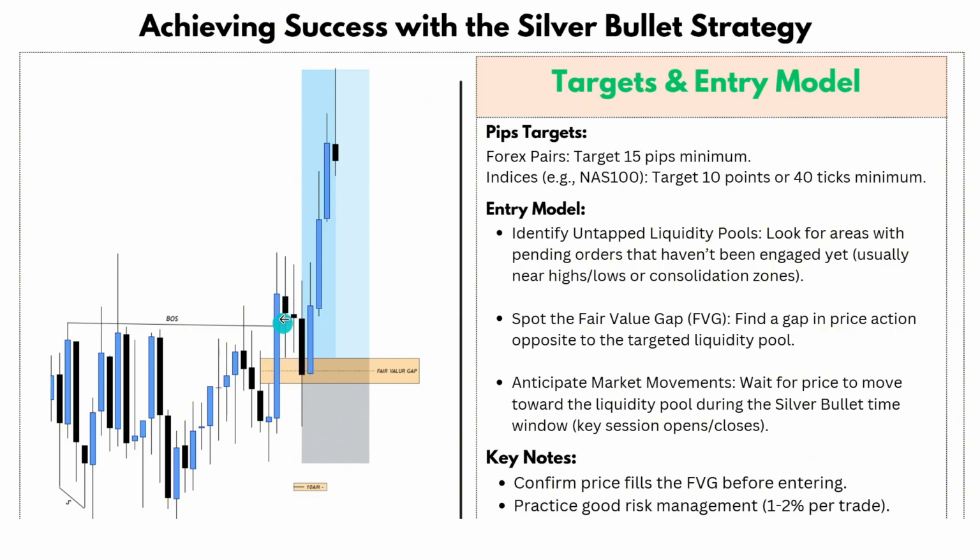And then we can see that price will pull back, mitigate our fair value gap to then push up higher to clear our old opposite liquidity. Now let's go on the charts and see a silver bullet trade live in action.